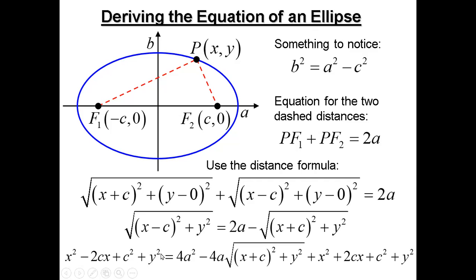Plus copy y squared is equal to, we are also squaring our right side. So 2a quantity squared, that's 4a squared, minus the middle term. So this is also a binomial, 2a and this expression. So 2a times this expression here times 2, we get 4a square root of x plus c quantity squared plus y squared. And then we follow the sign, which is negative, so we write negative here.